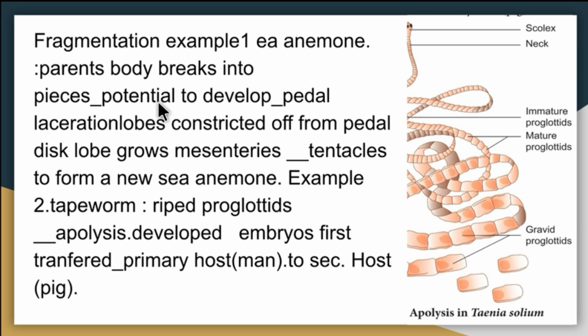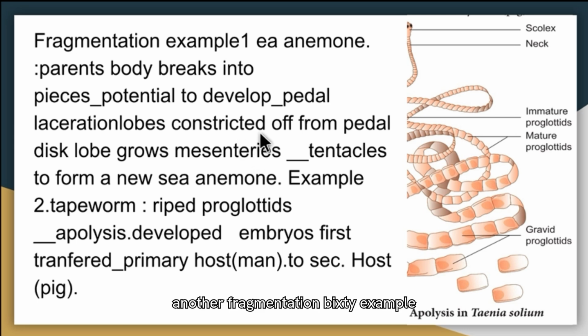The fragmentation example, sea anemone. The parent's body breaks into pieces. They have the potential to develop. Potential means capacity to develop. Pedal laceration means the bottom of the sea anemone body, constructed from a basal disc, lobes, mesenteries, and tentacles, forms a new sea anemone.